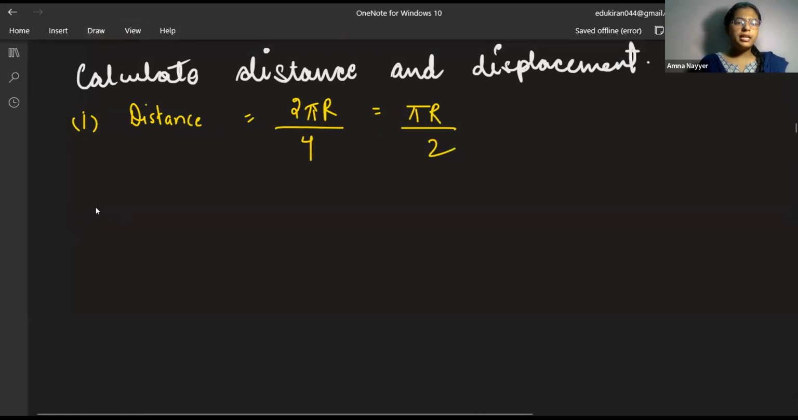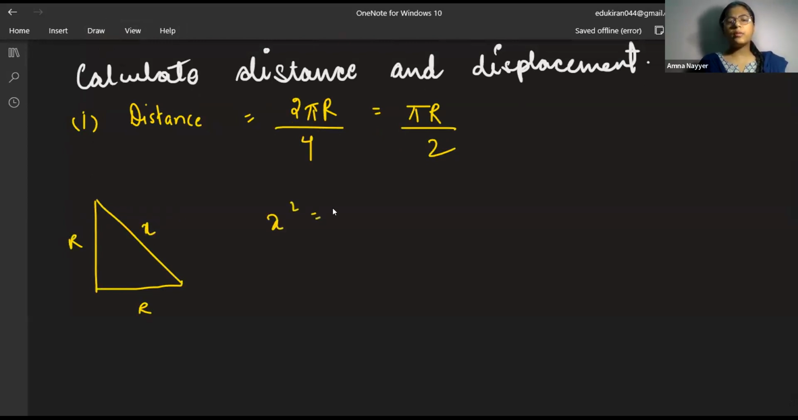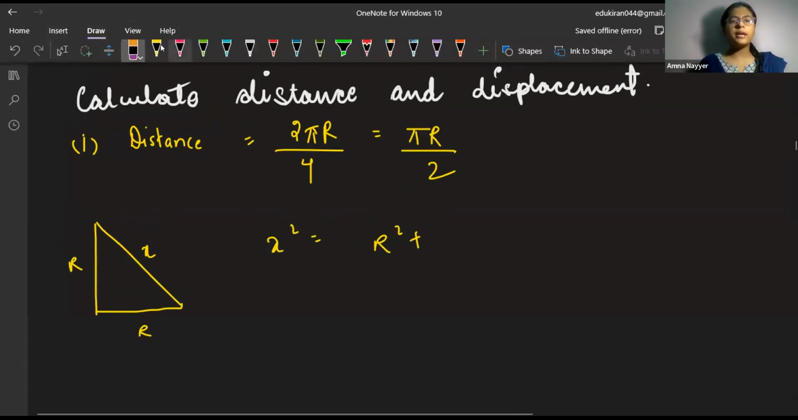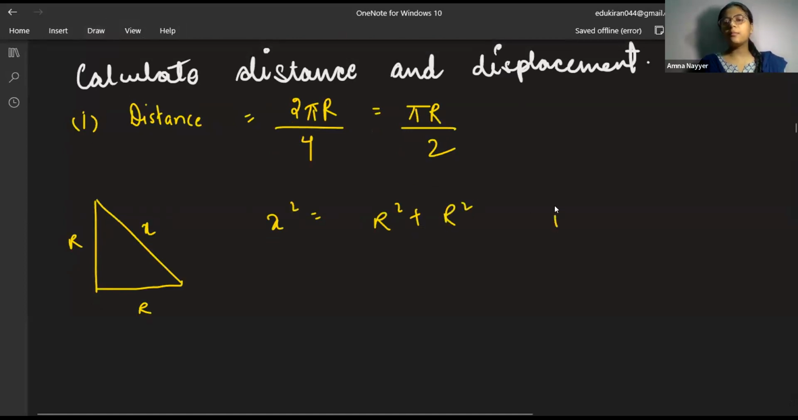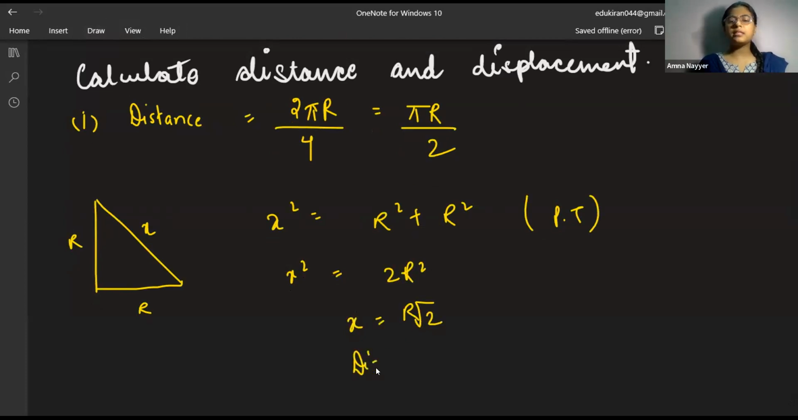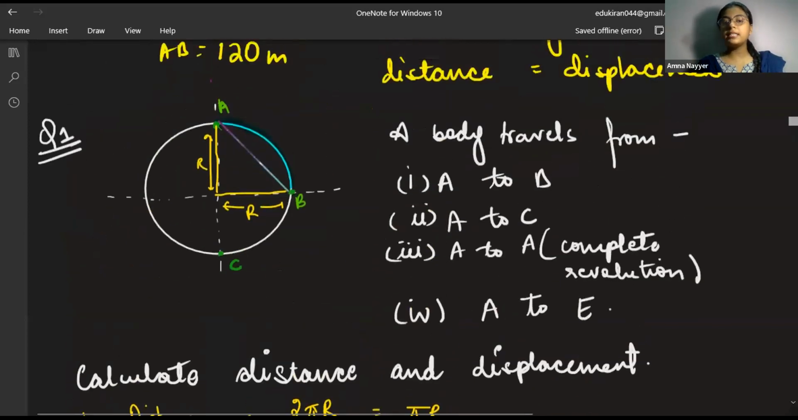Look here. It's like this is your triangle, this is R, this is R, this is the unknown side, let's say X. So X square is equal to R square plus R square using your Pythagoras theorem. So X square becomes equal to 2R square, X becomes equal to root 2 R. This is your displacement. Displacement is R root 2. Fine. Now, this is the first part for the points A to B.